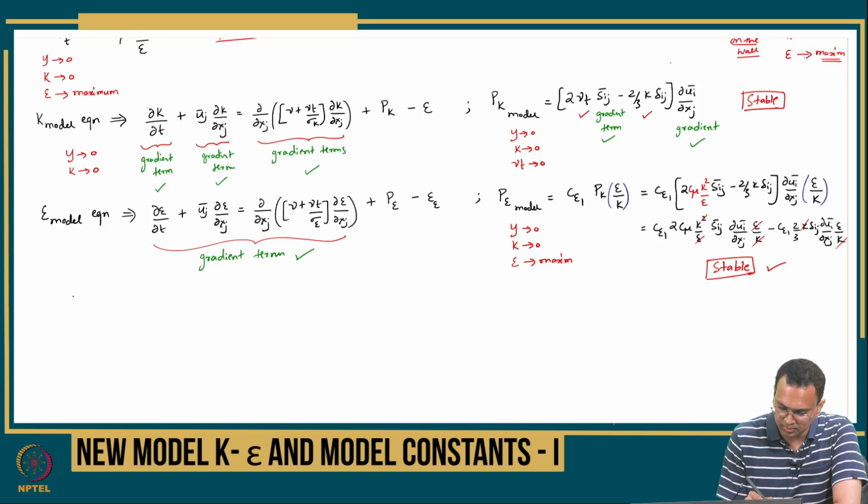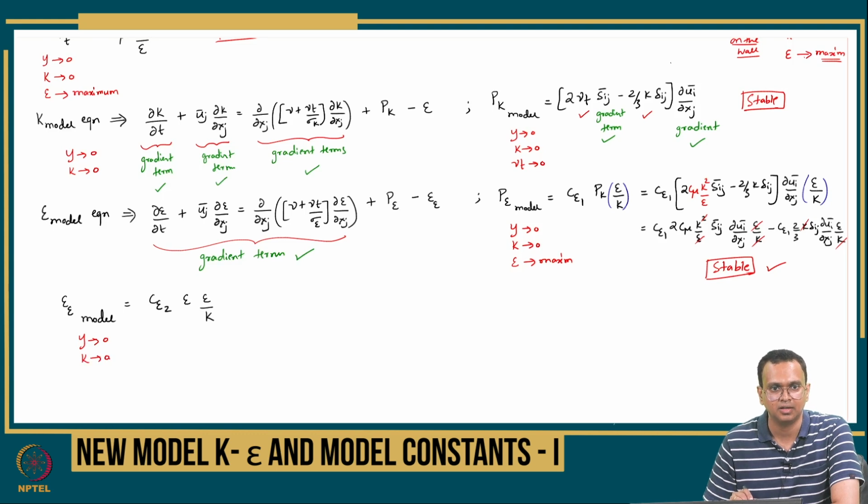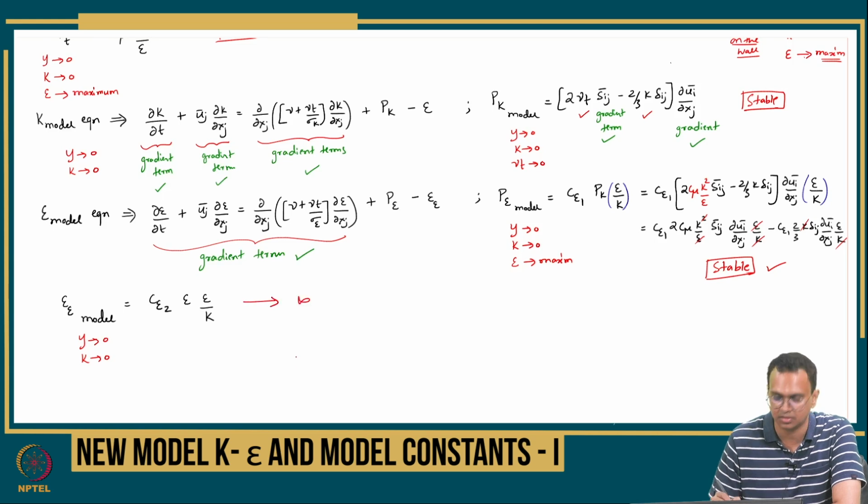So if I look at that, which is what we are calling epsilon, it's just a dissipation rate term of epsilon. So this is modeled as C epsilon 2 epsilon by K. Okay. So again y tends to 0, near wall behavior, K goes to 0. Here there is no help, you don't have your friendly neighbor eddy viscosity to come and help you here, right? Here this will blow up, so this tends to infinity.